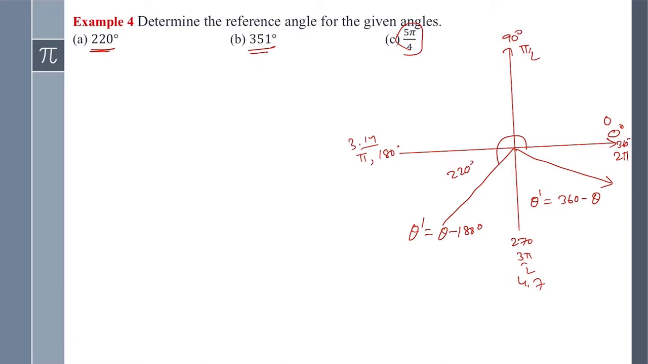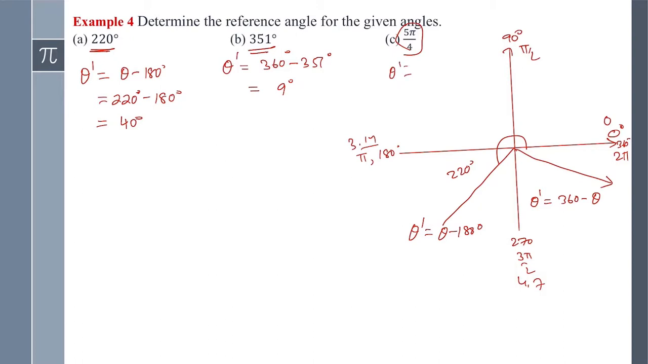So then we use the same formula that we have here. Let's go ahead and find that. So 220 is in the third quadrant. The reference angle is theta minus 180, or 220 minus 180 degrees, and that gives us 40 degrees. Now 351 is in the fourth quadrant. So the reference angle for that one, theta prime, is given by 360 minus 351 degrees, and that gives us 9 degrees.